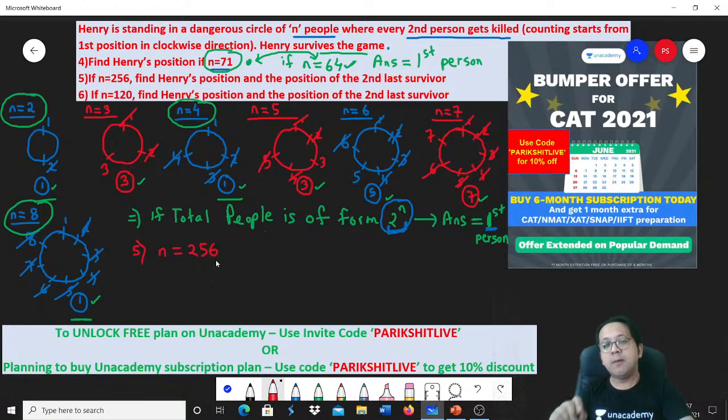Why a direct question? Because someone is asking, why did we kill 7 people? Remember, 71 was not a power of 2. I need a power of 2. So to make 71 a power of 2, think about it. What is the nearest power of 2 which is closest to 71? 64, right? 2 to the power 6 is 64. Because 2 to the power 6 is 64, you got to kill 7 people, 71 minus 64. The moment you kill 7 people, you would have 2 to the power n.